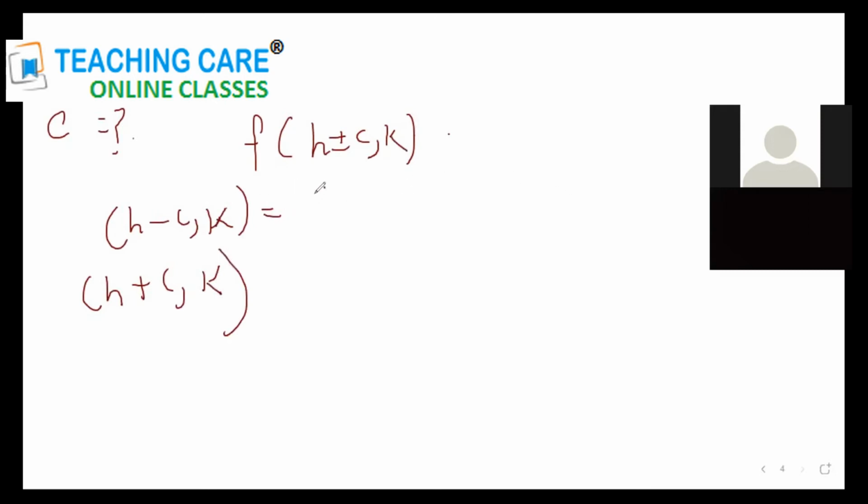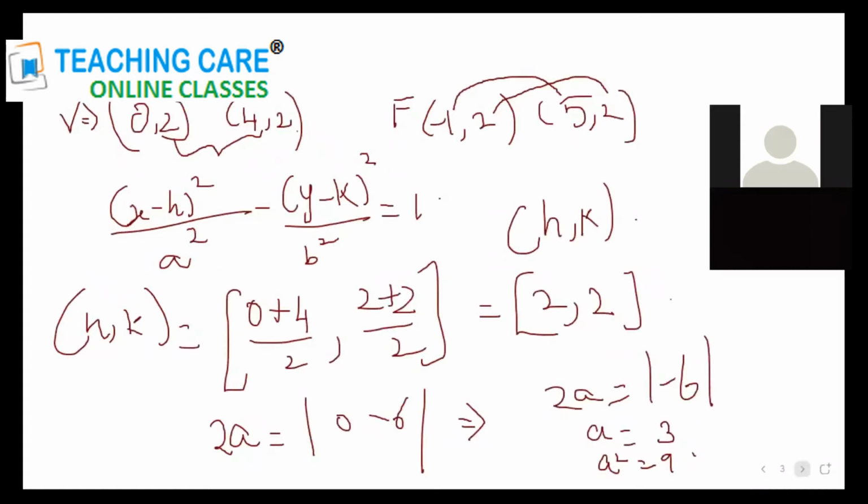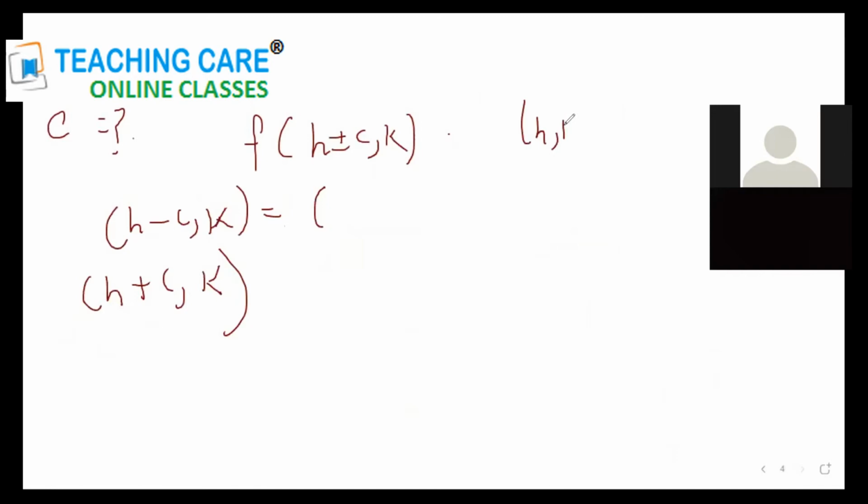What are the h values? Let's check. First, your h value we have already just now got. The first h value is nothing but 2 comma 2, my h and k. Now what you have to do here is, it is h minus c comma k. So at this point, we have to frame this equation. What values will we be getting?